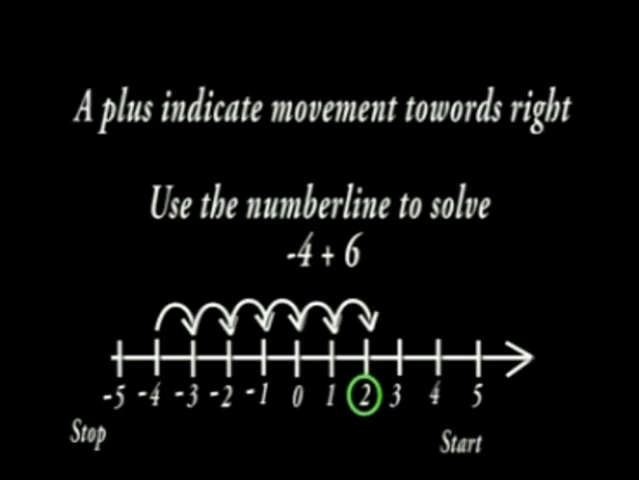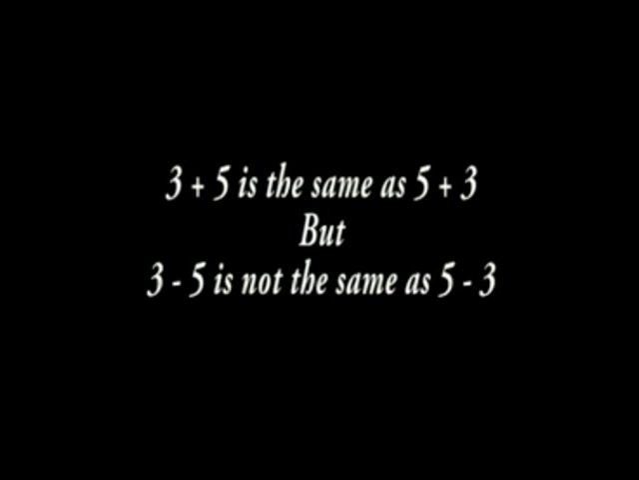Another thing to remember is that during addition, interchanging the numbers does not affect the results. For example, 4 plus 7 has similar results as 7 plus 4. We say that addition of numbers is commutative. Please note that this is only true during addition and not subtraction, in that 3 plus 5 is the same as 5 plus 3, but 3 minus 5 is not the same as 5 minus 3.